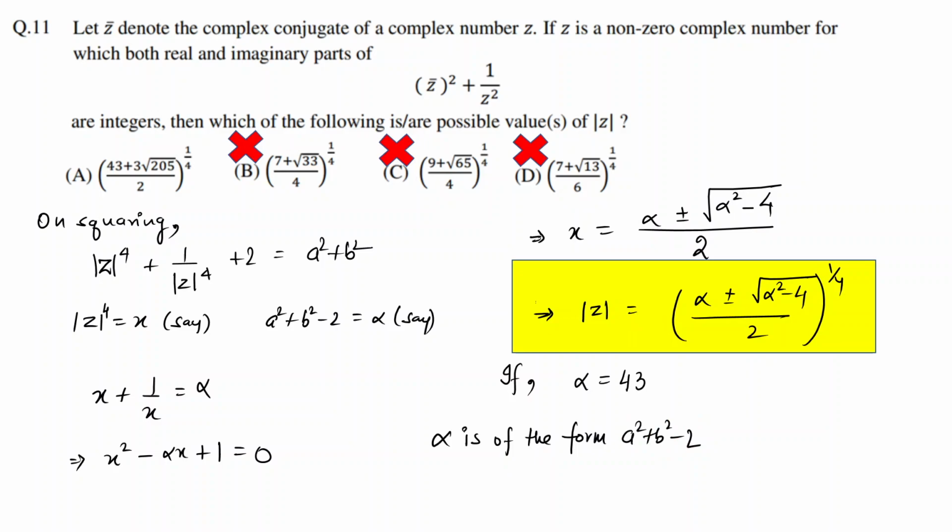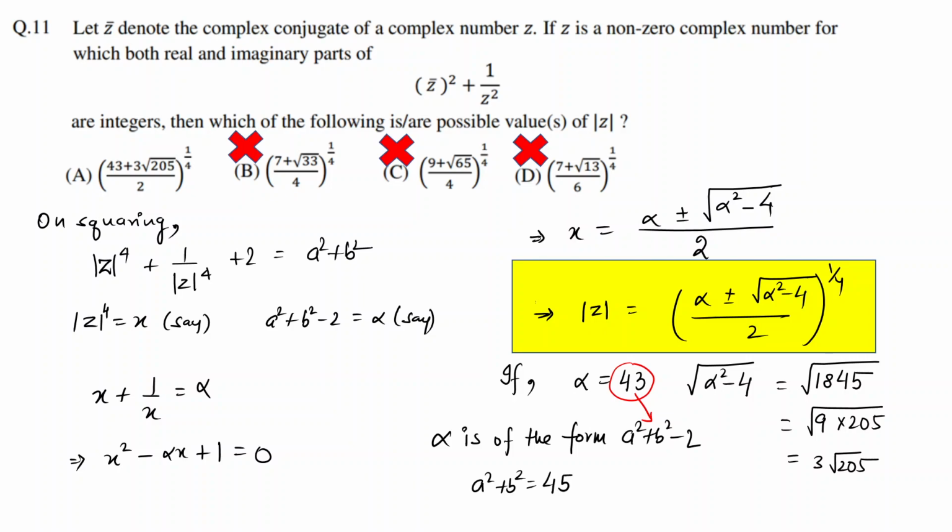So for that, you see that alpha is 43 and alpha squared minus 4 is 1845. Do some calculation, and this is 3 times 205. So this seems like this could be the answer, provided alpha follows this form. Then a squared plus b squared should be 45, which can happen with 2 integers. 36 is a perfect square, and 9 is also a perfect square, and the sum of that is 45. So this can happen. So the answer for this one should be only A.